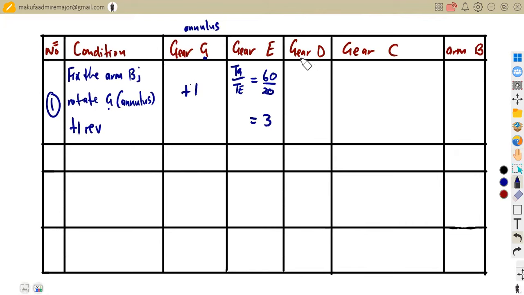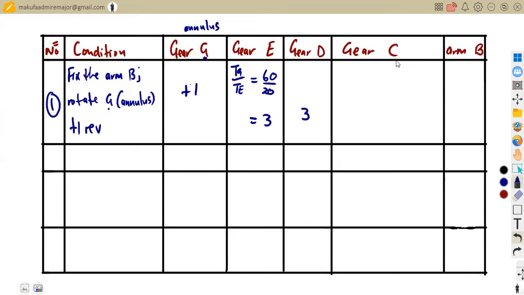We are supposed to have it as a TG over TD, but here they are compounded together. So we are going to have the same answer, 60 over 20. So that is equivalent to what, to E.